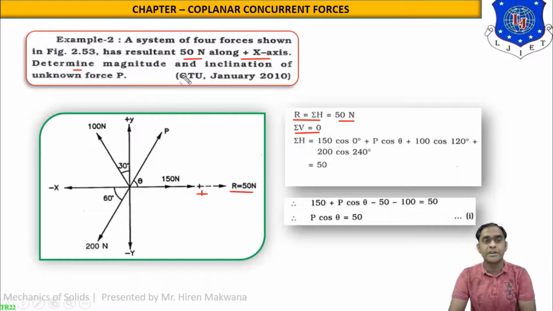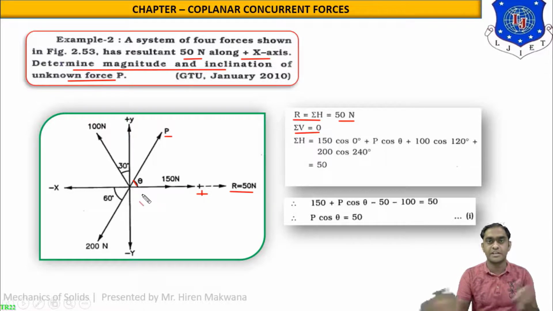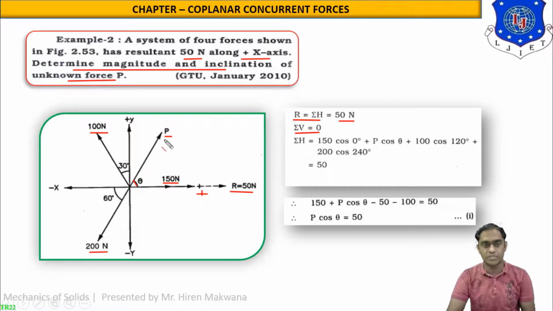What we have to find? Determine the magnitude and inclination of the unknown force P. You can see in the figure, this is the unknown force P and the angle which is unknown is theta. So we have to find P and we have to find theta. The forces are 100 Newton, 200 Newton, 150 Newton and P. There are 4 forces.